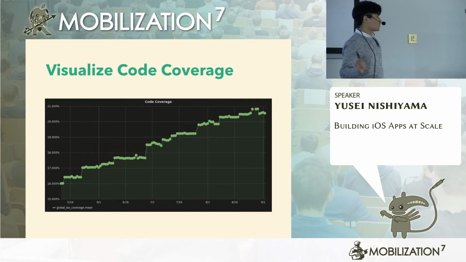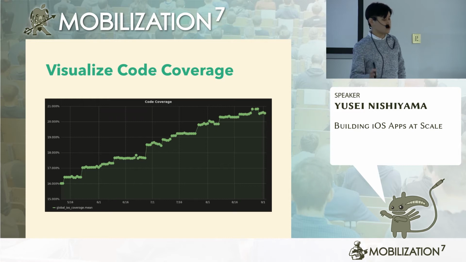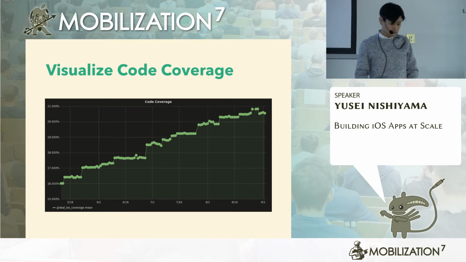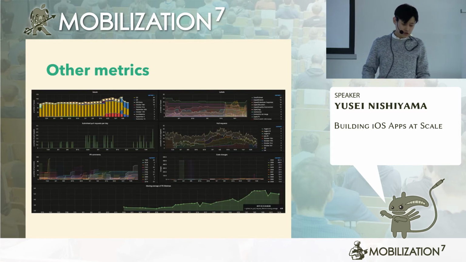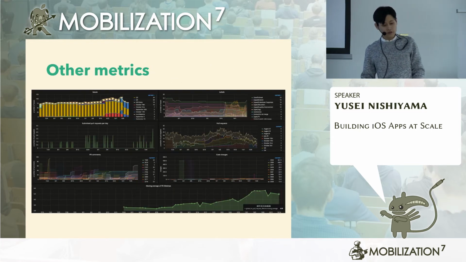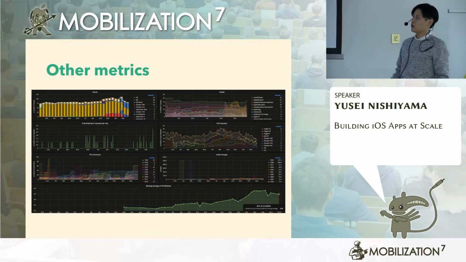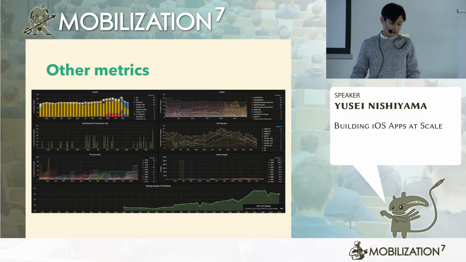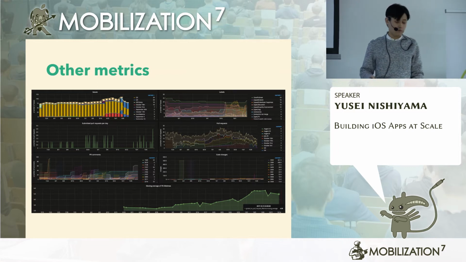So if your metrics are visualized and accessible, everyone can be aware of something good and bad happening in a team. So that's why visualization is really important. We also utilize InfluxDB and Grafana to measure other metrics like the number of issues and the number of pull requests. So we can use that data to see how productive our team is and how stable our app is.